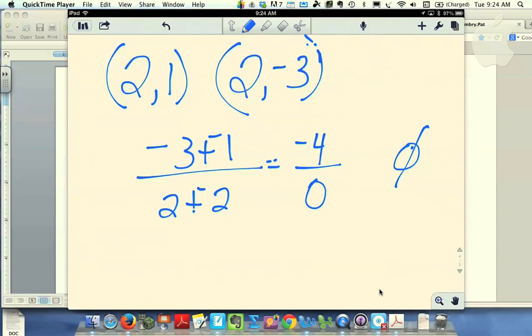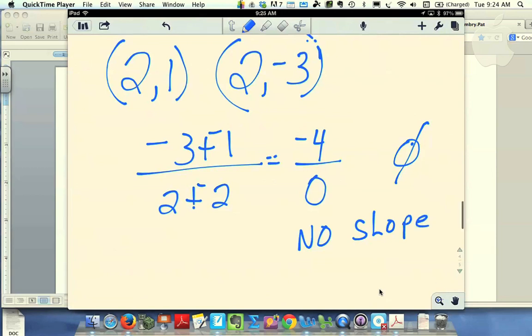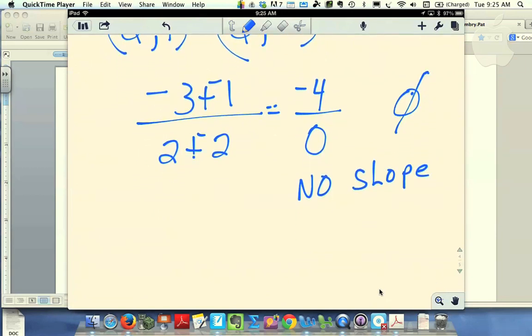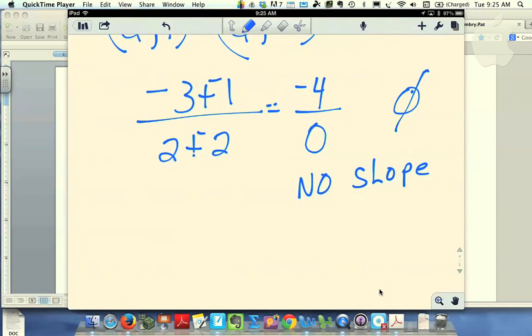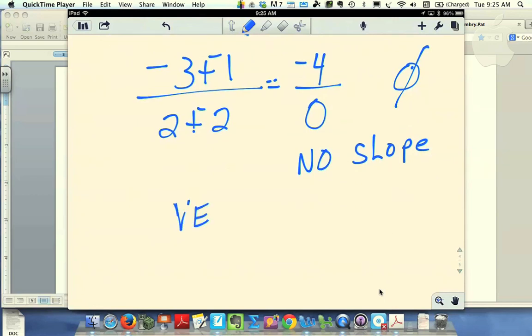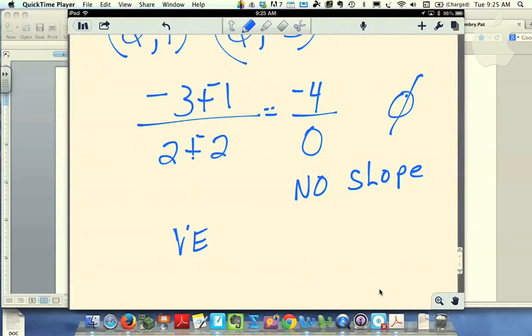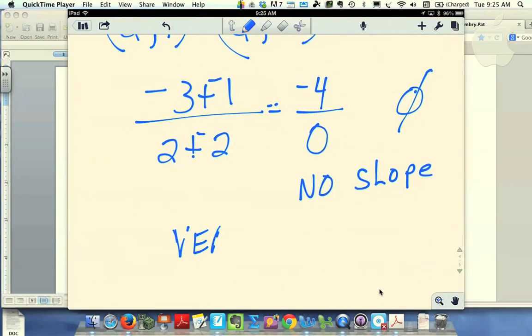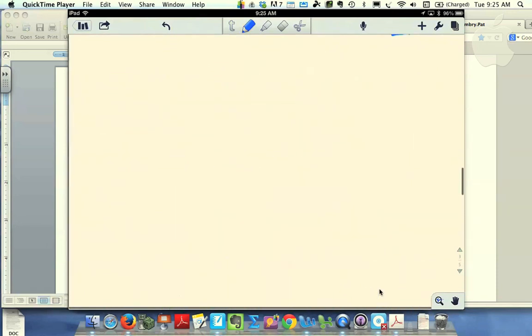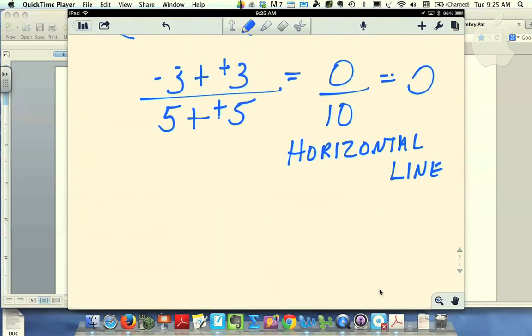So that means this line has no slope. And since the x's are the same, we know this is a vertical line. Vertical lines have no slope. You'll save yourself a lot of time if you can remember those two facts, that vertical lines have no slope, horizontal lines have a slope of 0.